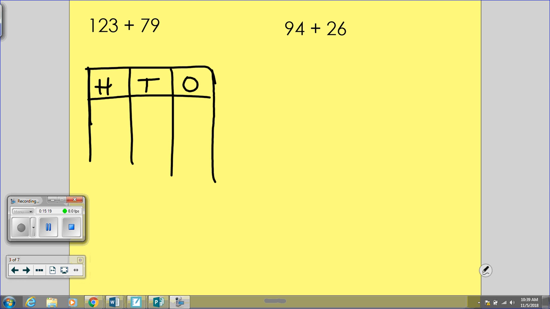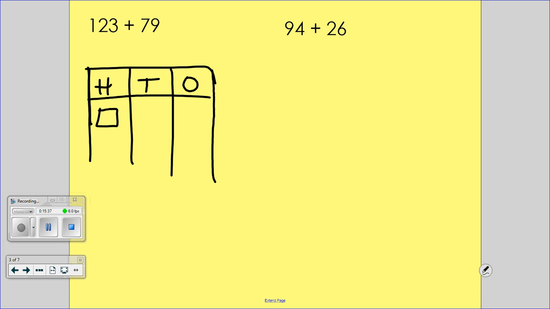I got 123 plus 79. I need to first put my numbers in. How do I do 123? How do I put that in my chart? Haley? 1 hundreds flat, like it. 2 ten rods. And 3 ones. I like it. Sabrina, how do I do 79 into my chart? You put 7 tens. 2, 3, 4, 5, 6, 7. Great. And put 9 ones. Love.